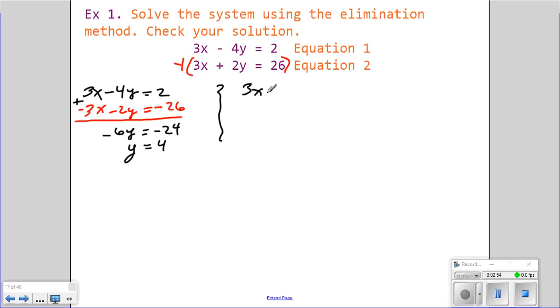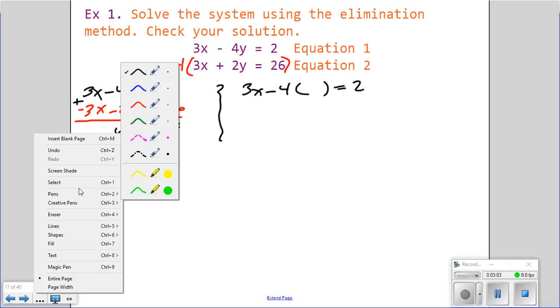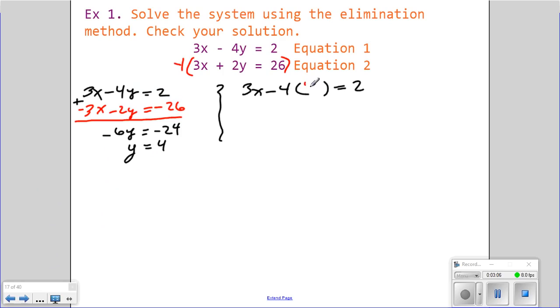So I have 3x minus 4 times y equals 2. Again, we now know y is 4, and I'm using equation 1, as you can see. So I would now have 3x minus 16 equals 2. Add 16 to both sides. You get 3x is equal to 18. Divide both sides by 3. You would have x is equal to 6.